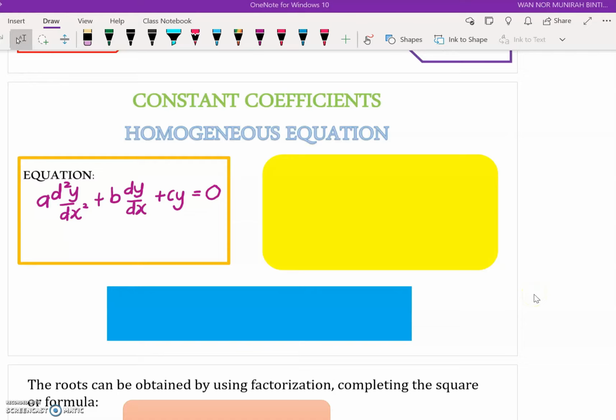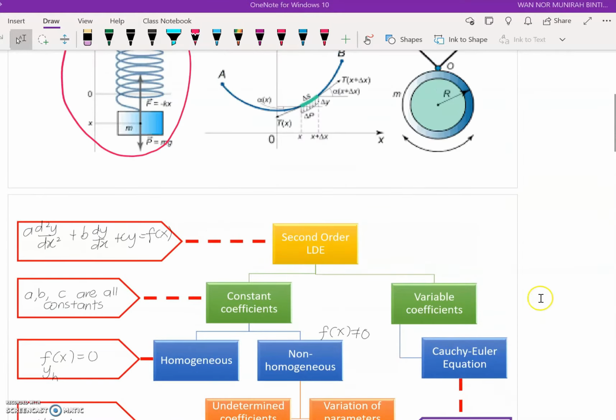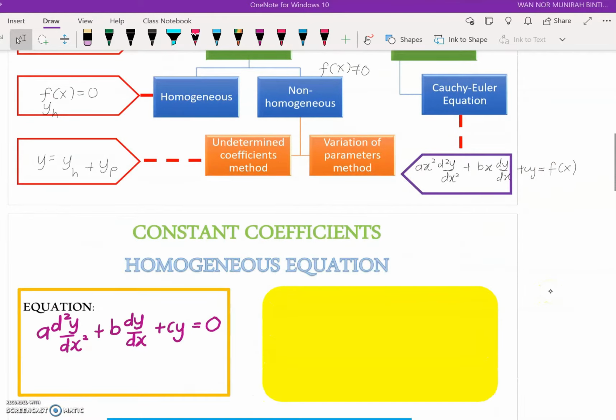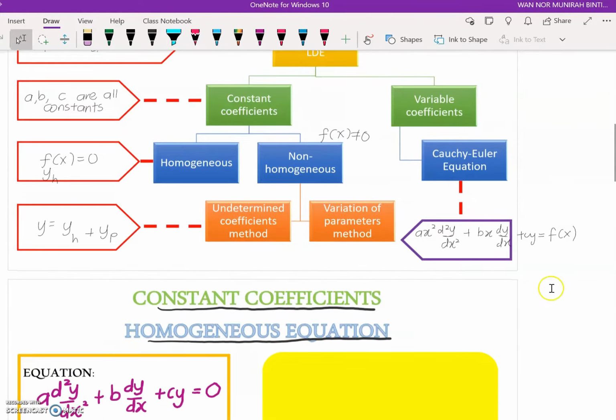Hi, we continue. In this video, I'm going to show you about the homogeneous equation, or we call it the second order linear differential equation with constant coefficient. Okay, constant coefficient, and then we are dealing with homogeneous equation. So we have constant coefficient and homogeneous equation.